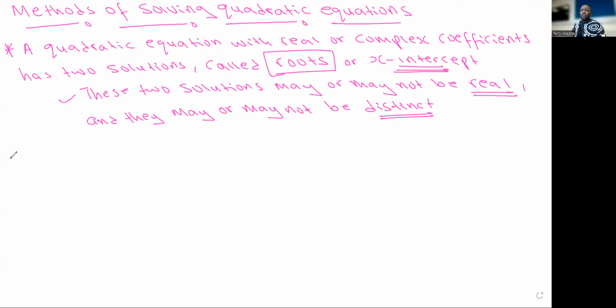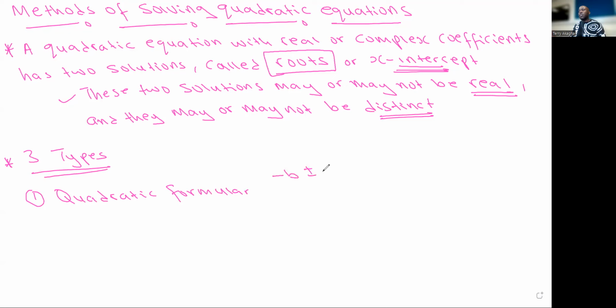But what I'm interested in today are just the three main methods of solving. Number one, we have the quadratic formula. The formula, which we'll talk about soon, is x equals minus b plus or minus the square root of b squared minus 4ac, all divided by 2a.